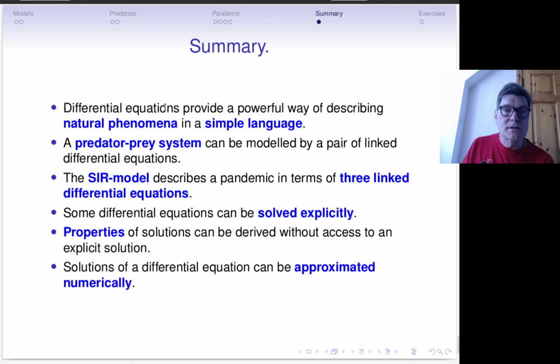And beyond that, one can approximate solutions of a differential equation numerically to study the model and compare the conclusions that one can draw from the model with what really happens in the real world context.